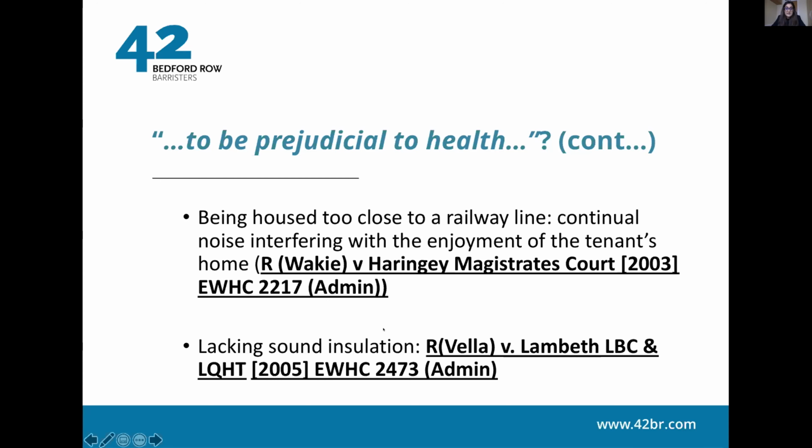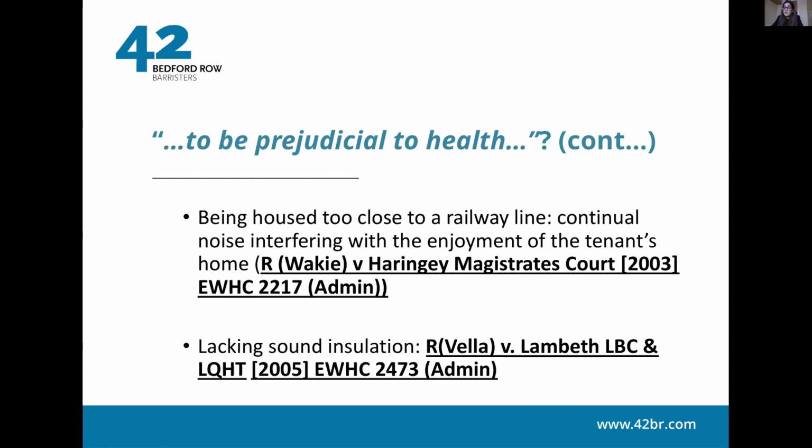And in another case, R. Vella versus Lambeth Met Council and LQHT 2005 authority, High Court, the claimant tenant had applied for judicial review of a decision of a defendant local authority not to serve an abatement notice requiring noise insulation works to be carried out by the landlord. The tenant, who lived in a flat of a converted house, complained of noise transference from the flat above him and also from the communal areas. The tenant contended that the noise constituted a statutory nuisance under the EPA section 79(1). It was held that a lack of adequate sound insulation could not cause the premises to be in such a state as to be prejudicial to health for the purposes of section 79(8). So those are just a few examples.